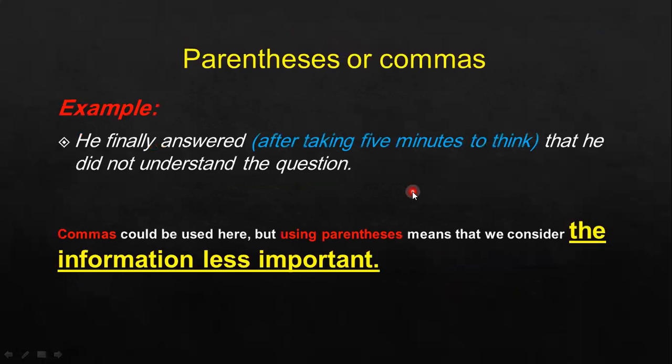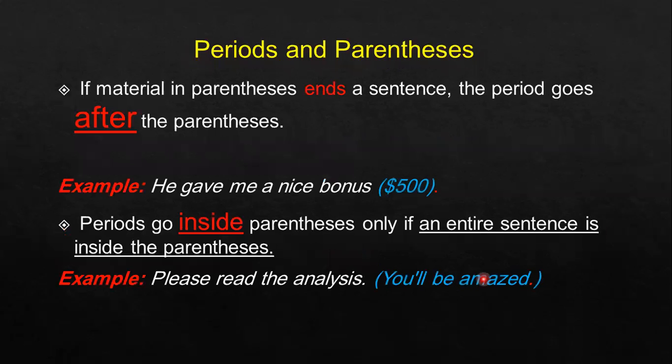And then we asked, what is the difference between using parentheses and the two commas? The difference is in the importance of the added material. If it's not important, use parentheses. If it's somehow important, use commas. But remember, in both cases, it is still non-essential. You can remove it. Where should we put the periods? If the parentheses are a part of the sentence, put the period outside. If the part inside the parentheses is a separate, complete sentence, put it inside.